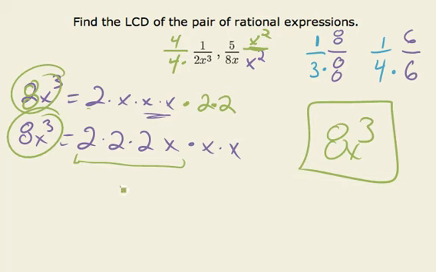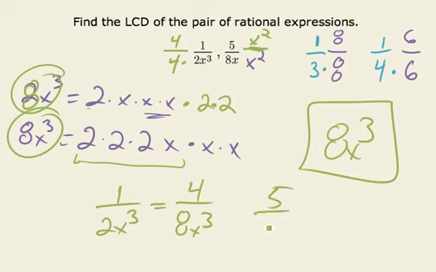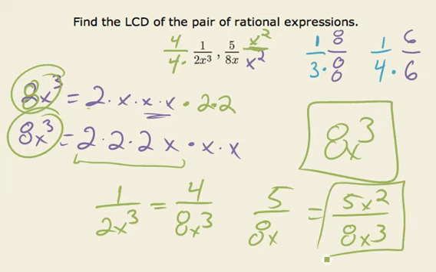If we wanted to go ahead and rewrite these two expressions so they have that least common denominator, I take this first one, multiply by 4 over 4, gives me a 4 over 8x cubed. This second one, this 5 over 8x, I multiply by an x squared over x squared, I'd get a 5x squared over 8x cubed. They didn't ask for this in the question, but these are the two fractions that are equivalent to these two that have that least common denominator.